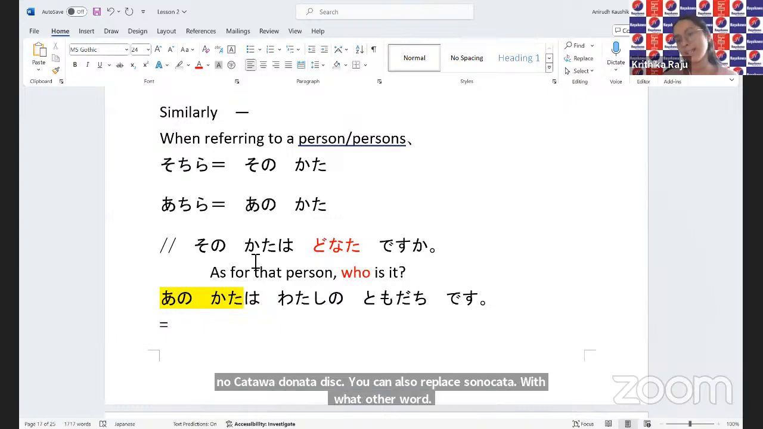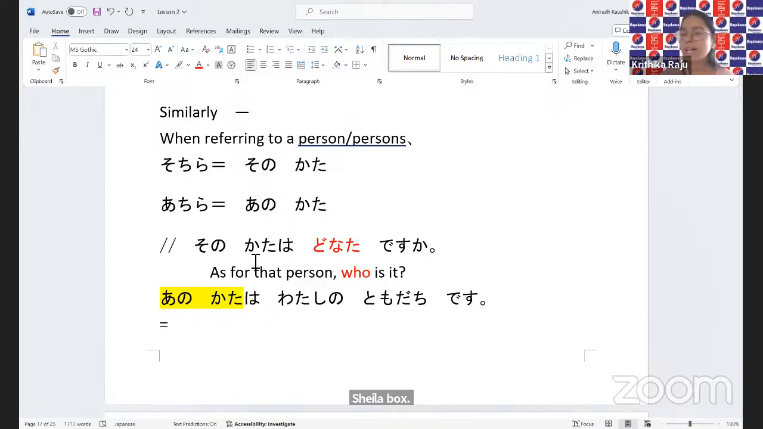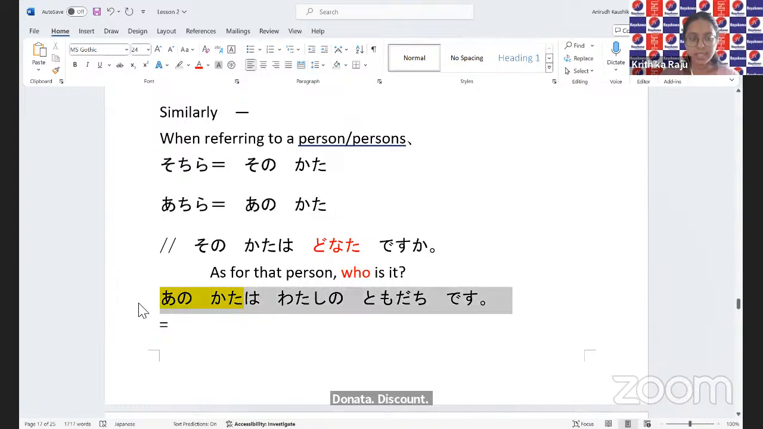Sochira wa donata desu ka? All right. What is the next sentence here?